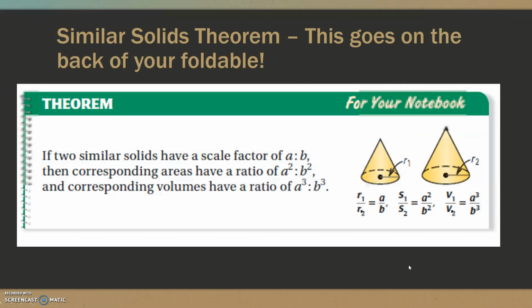So this is what you're going to write on the bottom. We have two similar solids. You can draw the picture if you want, but this is essentially what you need. If we have two similar solids with a scale factor of a to b, so that's comparing like the radius or the height or side length, then the surface areas are going to be a squared to b squared, and their volumes are going to be a cubed to b cubed. And a good way to keep this in mind is that this is one-dimensional, this is two-dimensional, and this is three-dimensional.